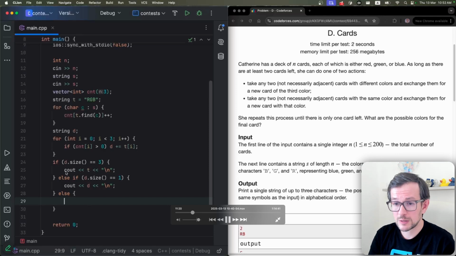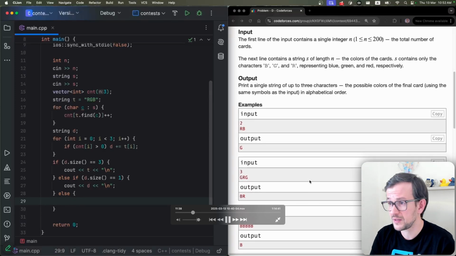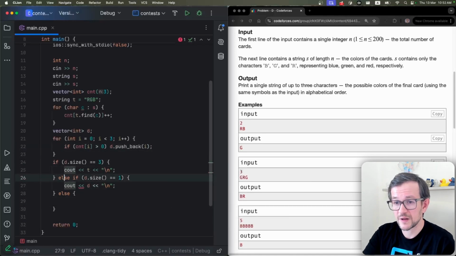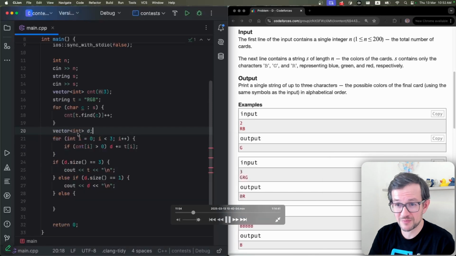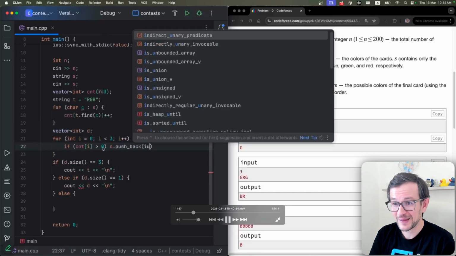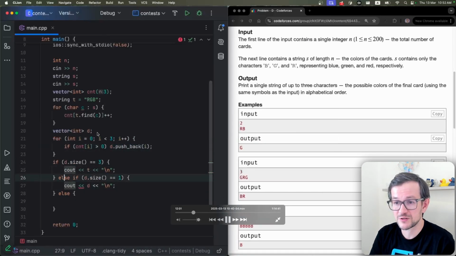Okay, so what I'm doing here, I check simple cases. If I have all 3 types, I output all 3 types. If I have only one type, I output only this one type. Here I decided to replace my string with an array of integers, since it's not very good programming. So now I have an array of types.